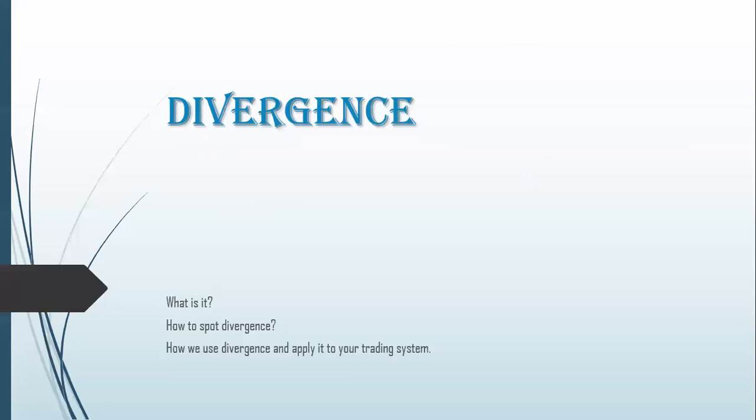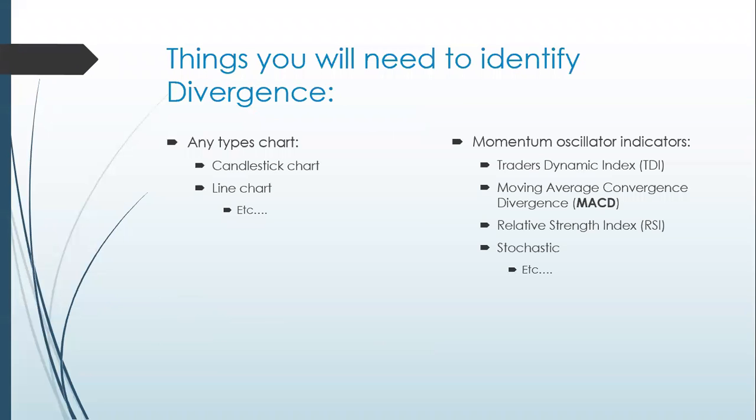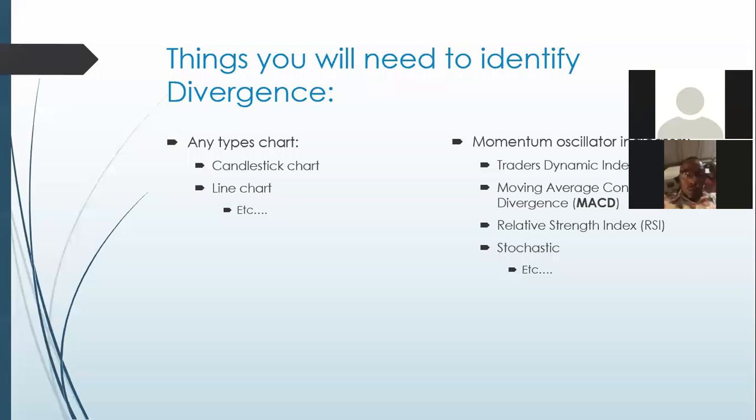So, before we actually start on divergence, you'll need specifically two things, which is price representation on any chart, whether it be candlesticks, line charts, bar charts, regardless of what, you must have a representation of price. And the secondary thing that you would need is a momentum oscillator indicator.